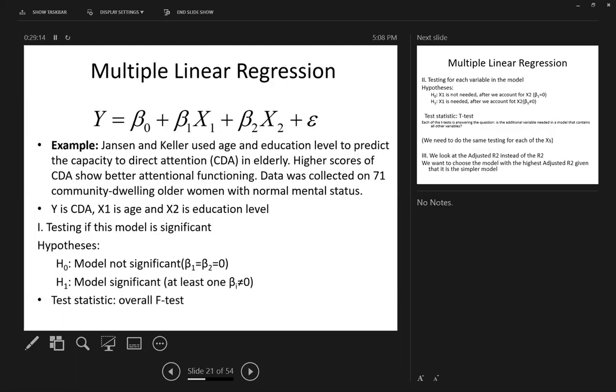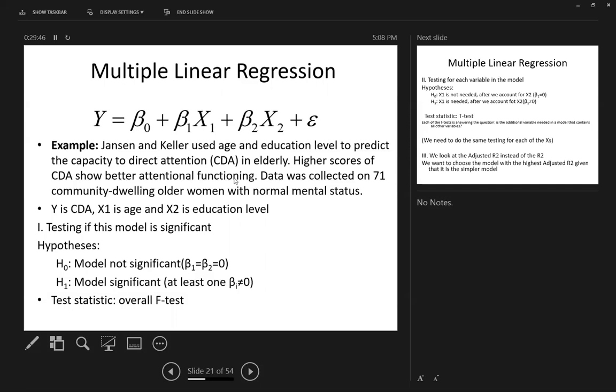So we said I'm going to address two types of regression. The linear regression, where your y is continuous. So we regress all these x1, x2 on y. The example is Jensen and Keller, who used age and education level to predict the capacity to direct attention (CDA) in elderly. This CDA is measured in terms of scoring. So a higher score of CDA shows better attentional functioning.